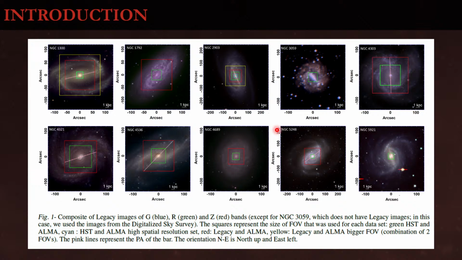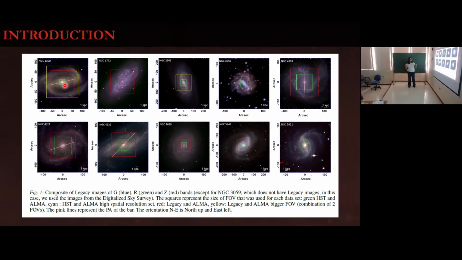The yellow squares on these two galaxies, NGC 3000 and 2903, are the ones where we have to combine two data cubes from ALMA to get this very large field of view and the legacy image associated with that. The red squares are the legacy image associated with the ALMA image, but with a smaller field of view, not as big as the yellow ones.